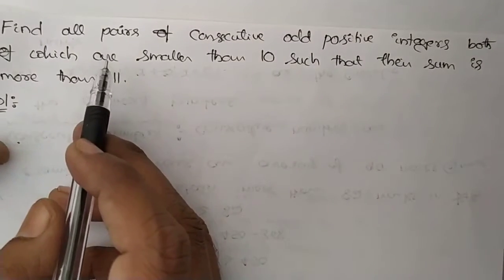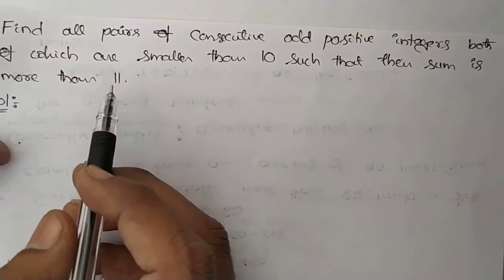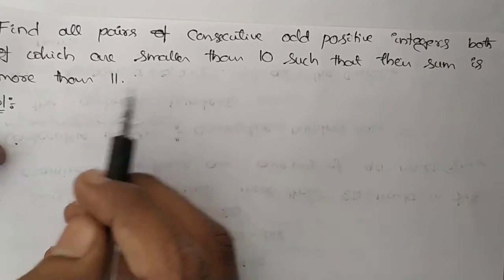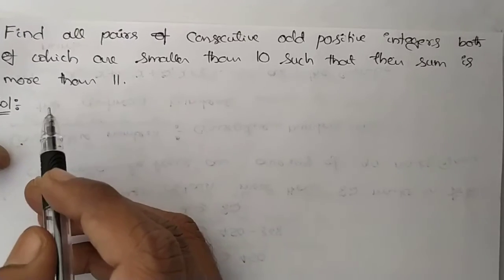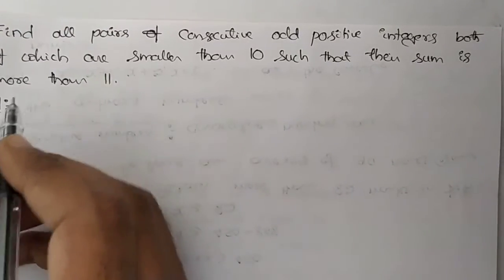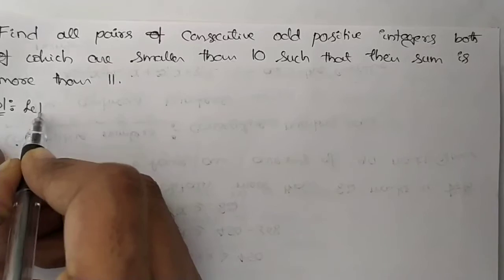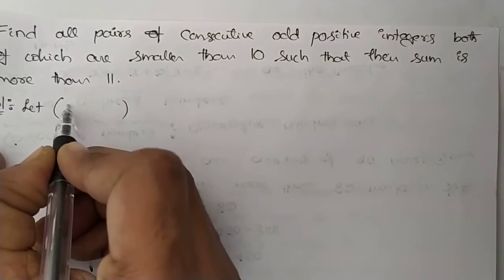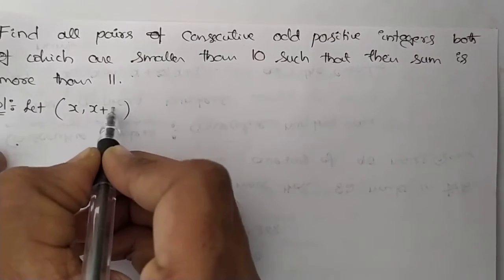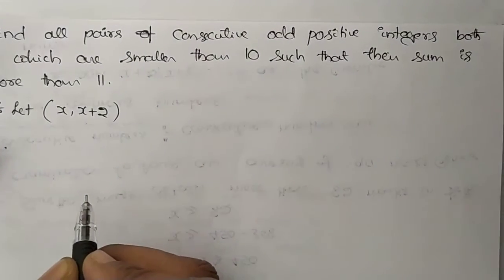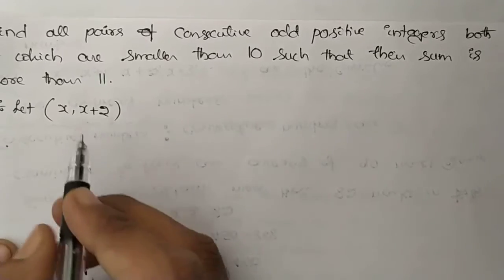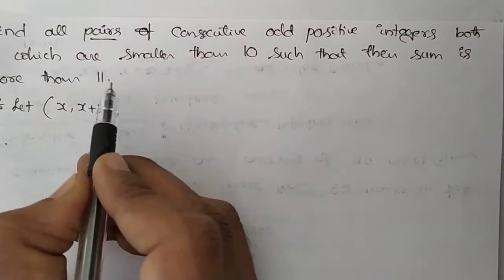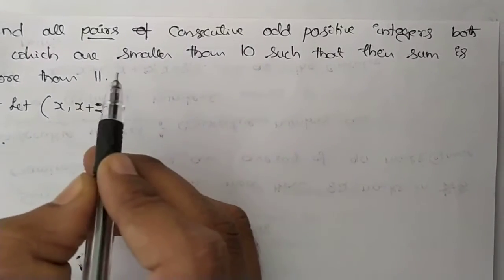Find all pairs of consecutive odd positive integers, both of which are smaller than 10, such that their sum is more than 11. Let us take consecutive odd positive integers. Generally I will take x, x plus 2 as the consecutive odd positive integers. Find all pairs. Pair is nothing but 2.